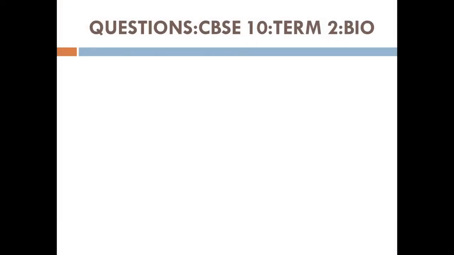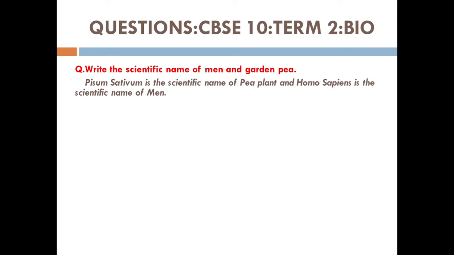So the first question is, write the scientific name of men and garden pea. We have to understand the scientific name of men and garden pea. So it's very important to read the question here. The answer is Pisum sativum is the scientific name of the pea plant and Homo sapiens is the scientific name of men.